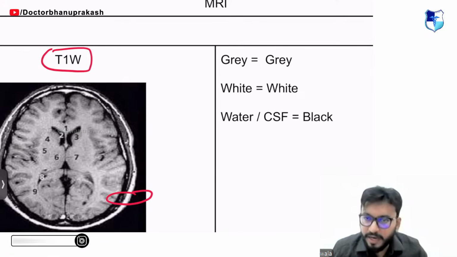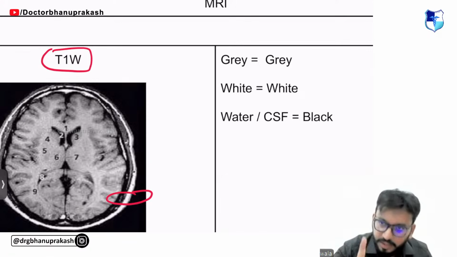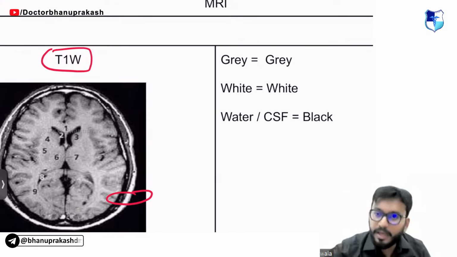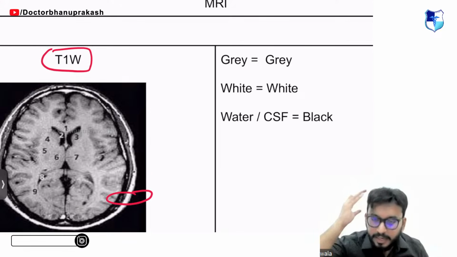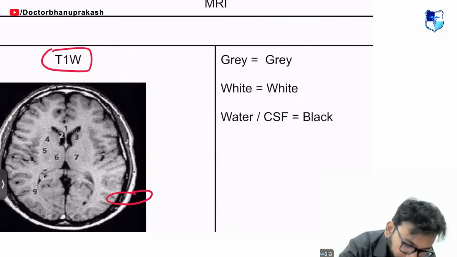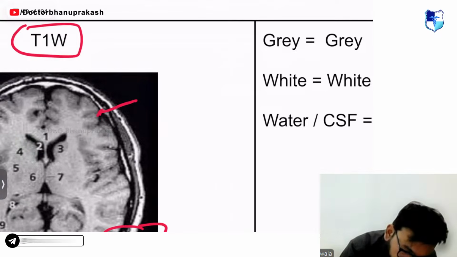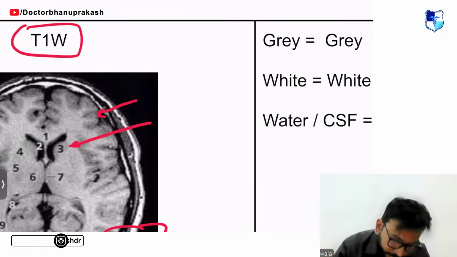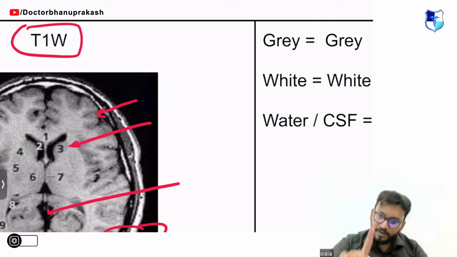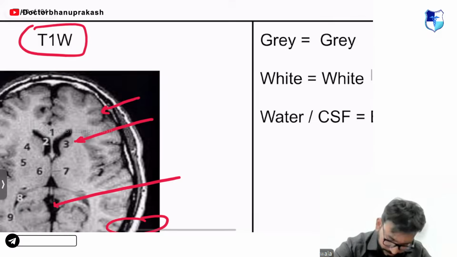How do you know? In first year, you study normal anatomy. So T1 weighted will show you normal anatomy. In normal anatomy of the brain, the gray matter is outside, the white matter is inside. Outside you see the dark gray matter, inside you see white matter, and the fluid is black. This is T1 weighted, first year anatomy, remember.